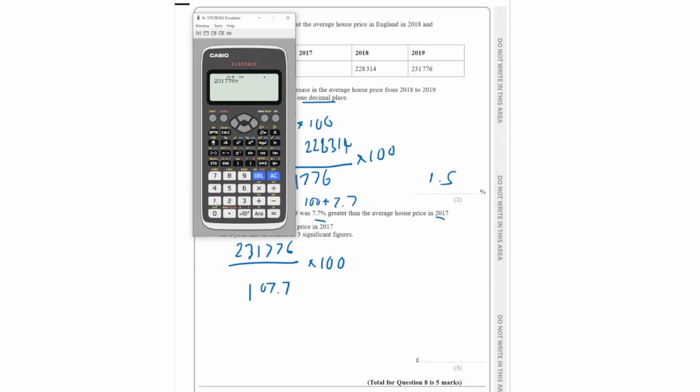231,776 divided by 107.7 times 100. Our final value should be given in three significant figures, which is 215,000 pounds.